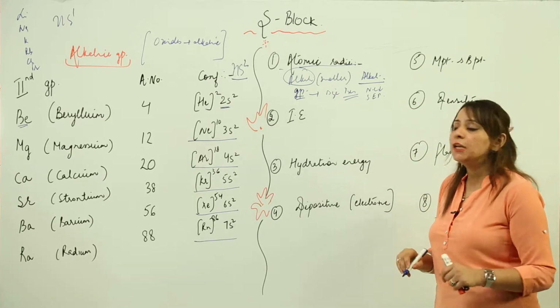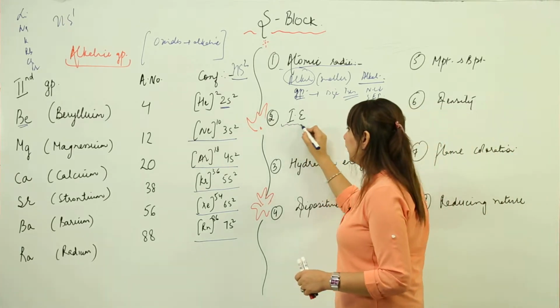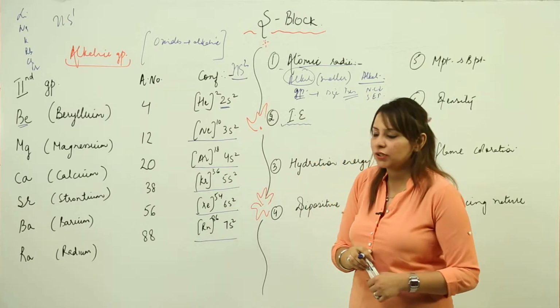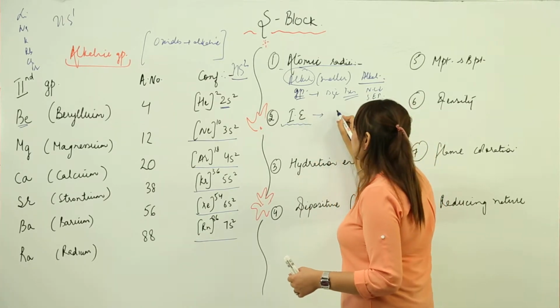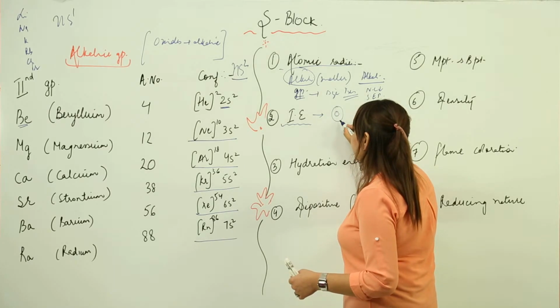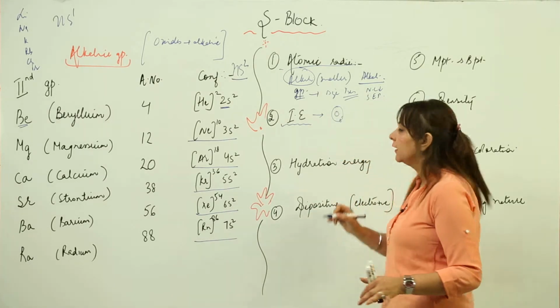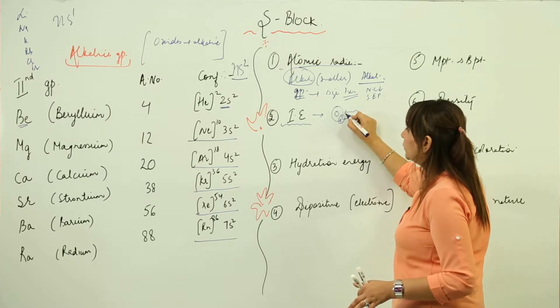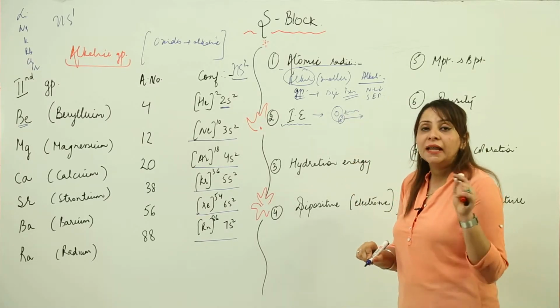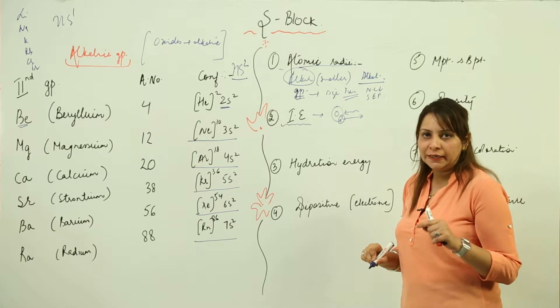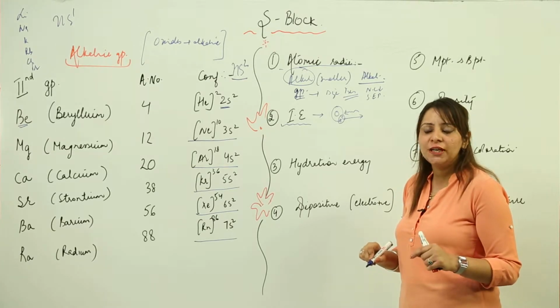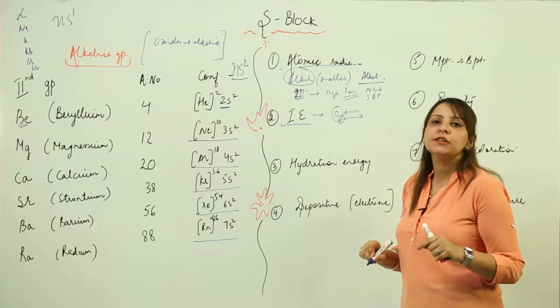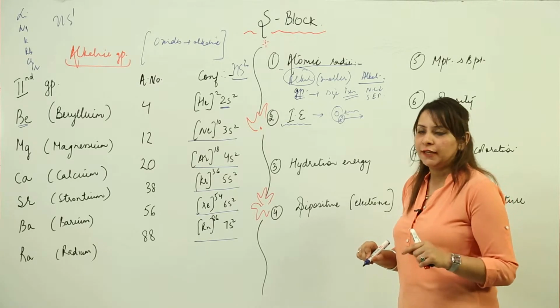Now coming to the second property, the most important one, that is the ionization energy. As you all know, suppose I have a nucleus, a shell and an electron in it. If I want to remove this electron, I have to supply a certain amount of energy, and that energy is called ionization energy, that is, the amount of energy required to remove the most loosely bound electron from the outermost shell of an atom.